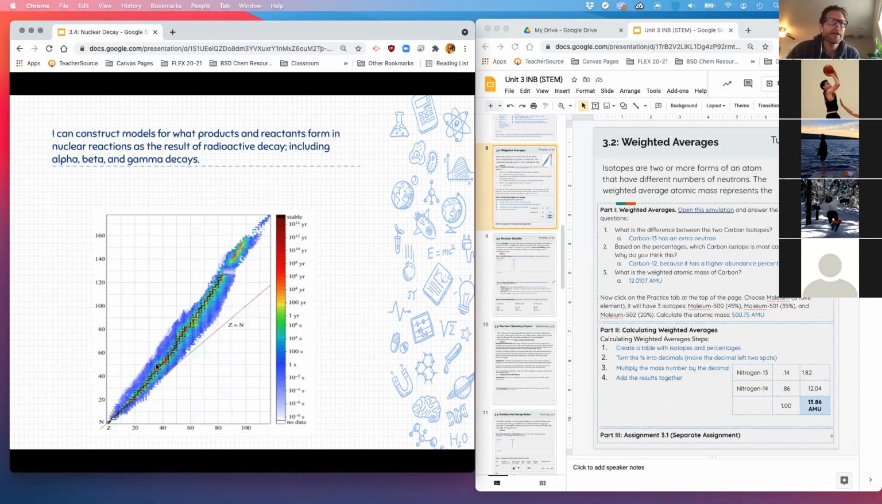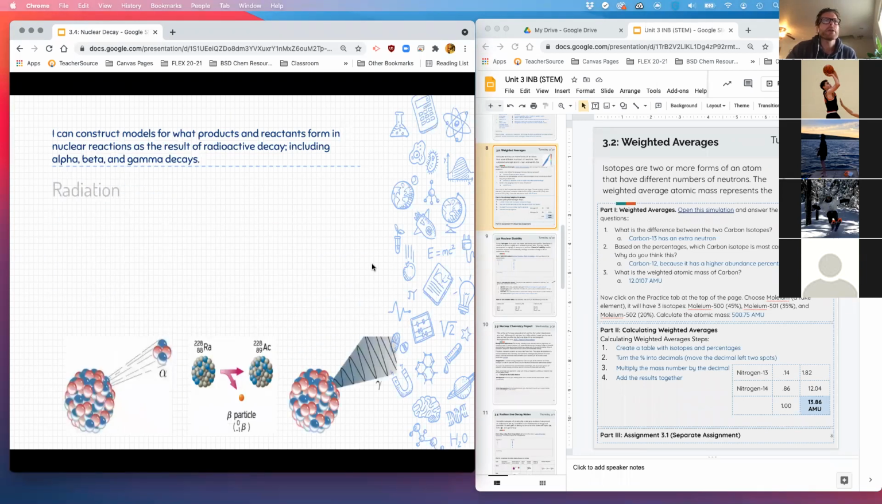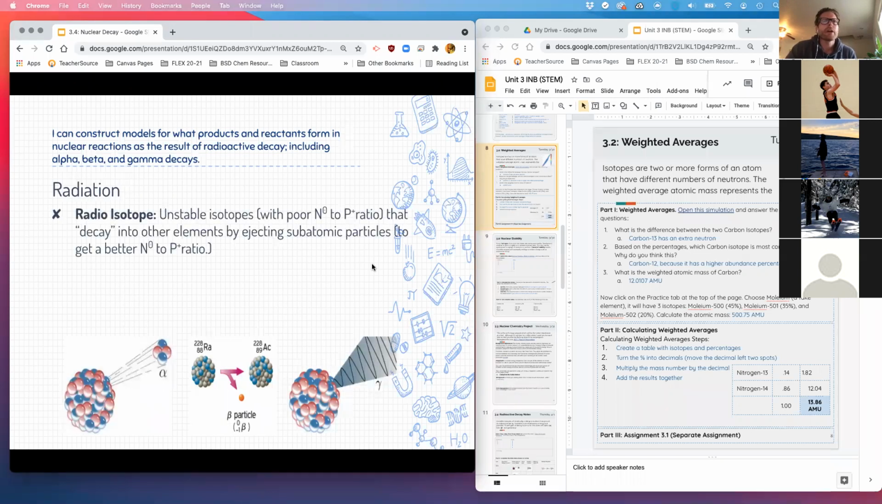So again, here's our band of stability. And the further we get from this 1 to 1, the more likely we're going to have some nuclear decay, some radiation. So radiation, we have a little bit of vocab. A radioisotope is any isotope that has a poor proton to neutron ratio. That means it's unstable, something that will undergo nuclear radiation. Another word for that is nuclear decay. It's the loss of subatomic particles to form newer, lighter elements that have better ratios.